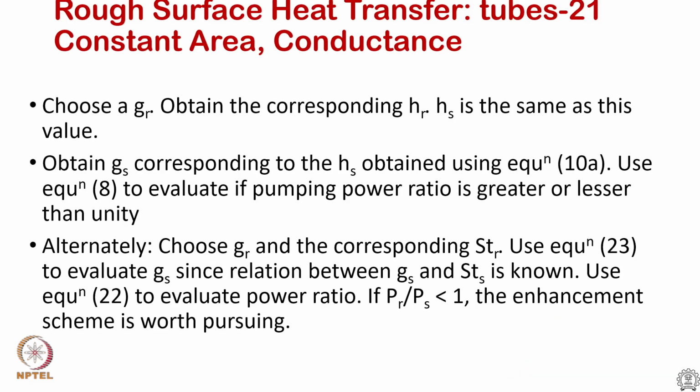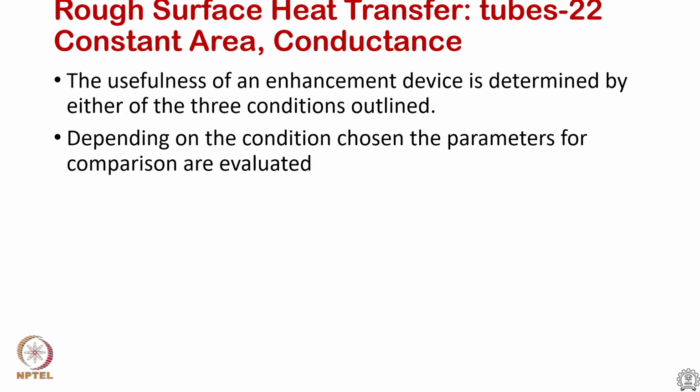And the last part is, if we keep the area and conductance the same, whether we can reduce the pumping power. The same expressions can be used, and here if the pumping power ratio PR by PS is less than 1, then the enhancement scheme is worth pursuing for lower pumping power. With this discussion, we can see that we are able to manipulate the expressions in terms of conductance ratio and so on, and adjudge whether an enhancement scheme is going to work for you, in terms of either size reduction, improvement in heat transfer rate, or decrease in pumping power.